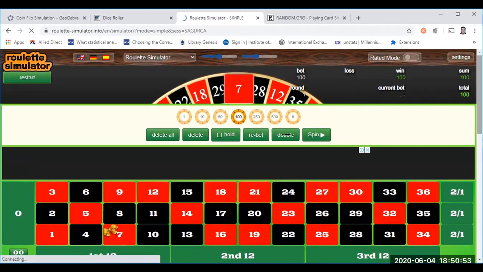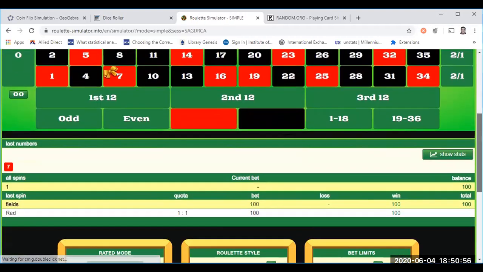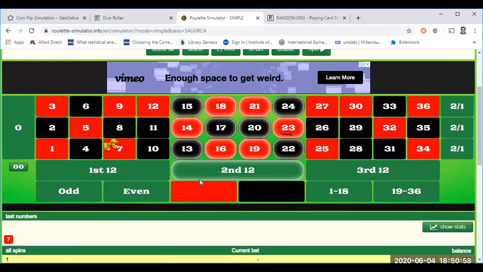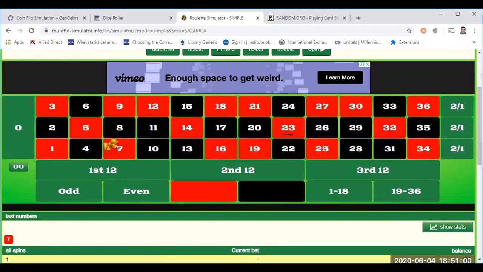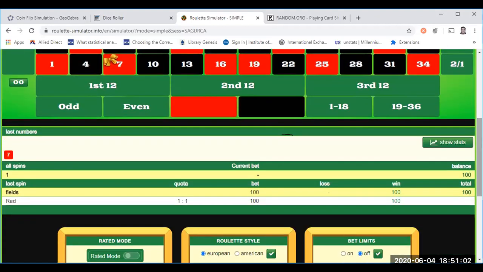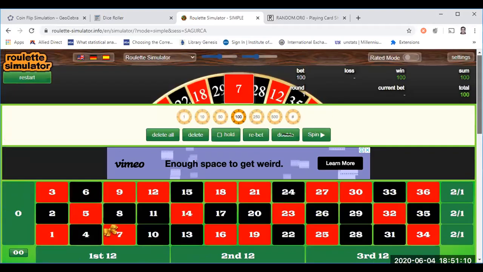Red. Remember, my bet was on red. I won the game. I've doubled my amount. You can see that 100 was invested, and now 100 more has come. So I've earned some money here. Okay, so a roulette is another application of probability. We can frankly think of applying this.